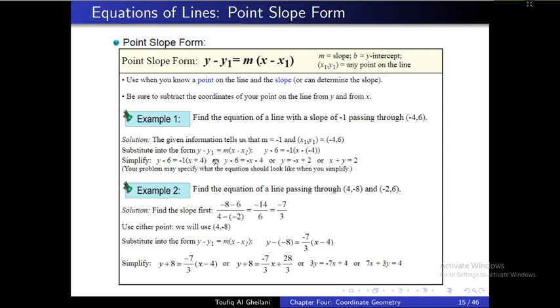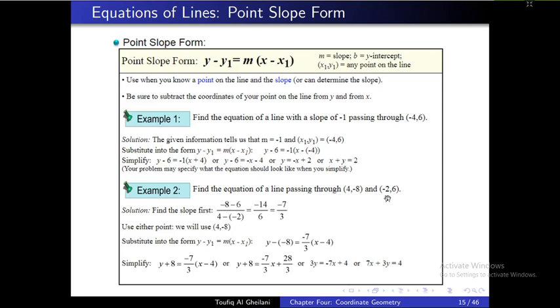So y minus 6 equal minus 1 times x plus 4. Why? Because negative times negative will give us positive. So y minus 6 equal, we multiply minus 1 inside the bracket, minus 1 times x is minus x, minus 1 times 4 is minus 4.